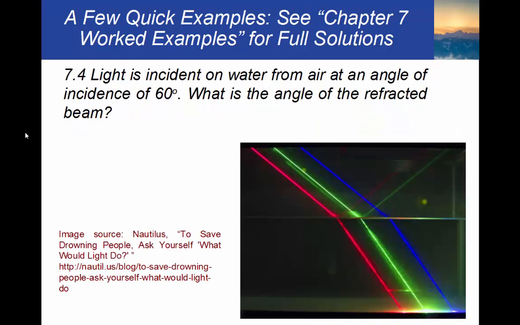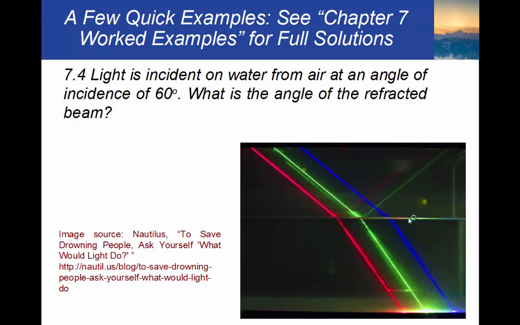We have light which is incident on water from air at an angle of incidence of 60 degrees. We want to know what's the angle of the refracted beam. Alright, quick quiz before I answer that. You see here a picture with red, green, and blue light, both in air, and then here's water, and here's air again. And the question is, which of these beams is the initial beam, the first incident beam, and what beam is being refracted and what beam is being reflected?